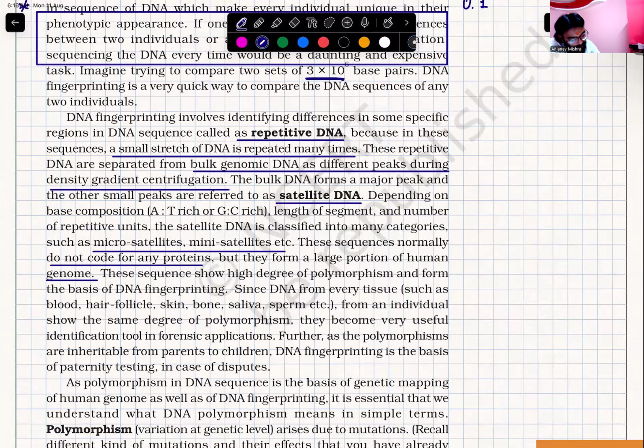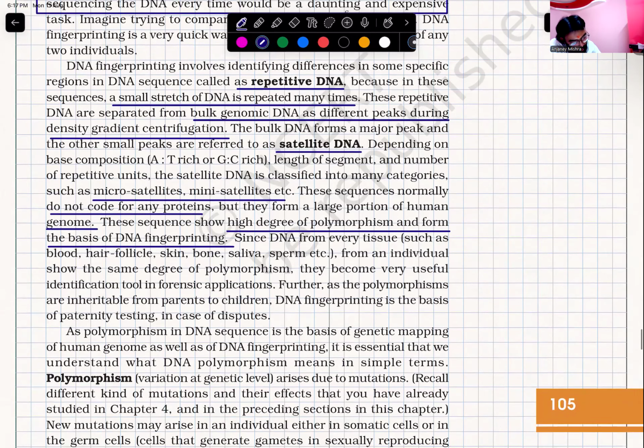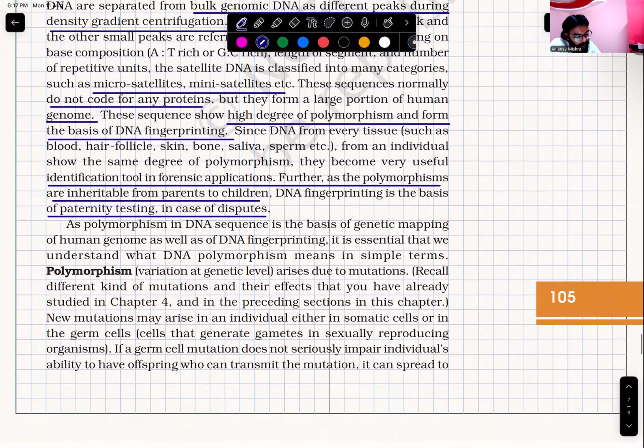These sequences normally do not code for any protein, but they form a large portion of the human genome. These sequences show a high degree of polymorphism and form the basis of DNA fingerprinting. Since DNA from every tissue of an individual shows the same degree of polymorphism, they become a very useful identification tool in forensic application. Further, as polymorphisms are inheritable from parent to children, DNA fingerprinting also becomes the principle for paternity testing. Clear? Any doubt up to here?